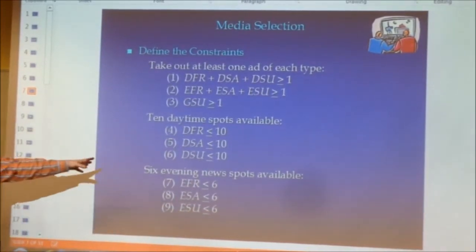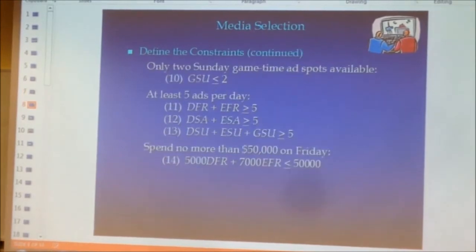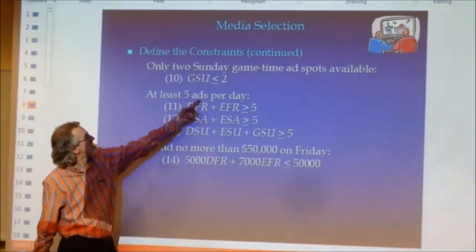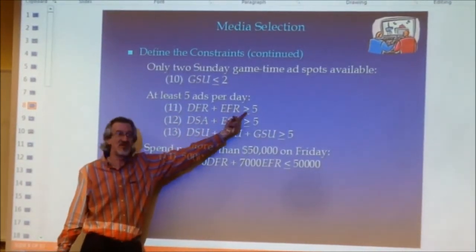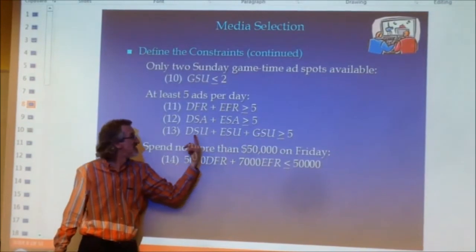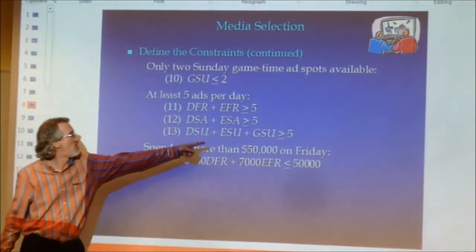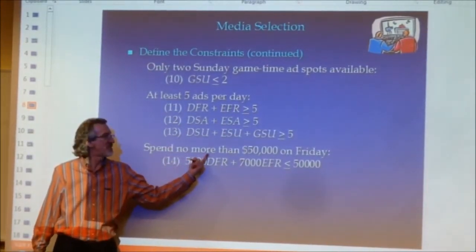Wasn't there a limit on how many game time ads there were? I think there's only 2 of those, but I don't see that constraint. There it is. Game time, only 2 of those. At least 5 ads per day. Here's Friday day and evening, greater than or equal to 5. Saturday day and evening. Sunday day and evening plus the game time, greater than or equal to 5. Spend no more, how many is that? 13 constraints.